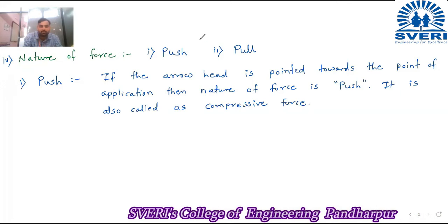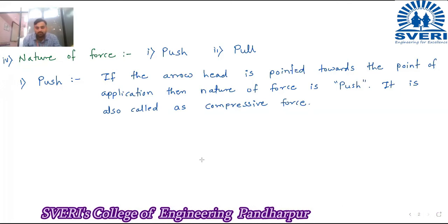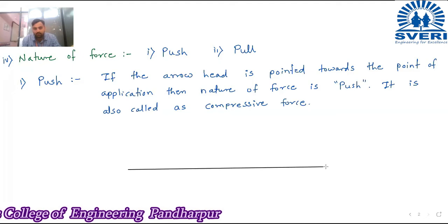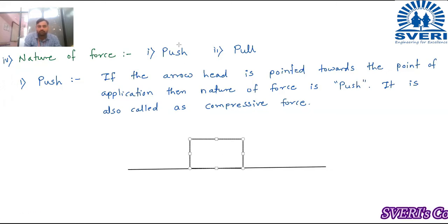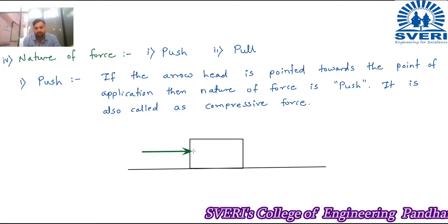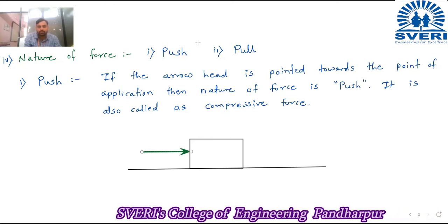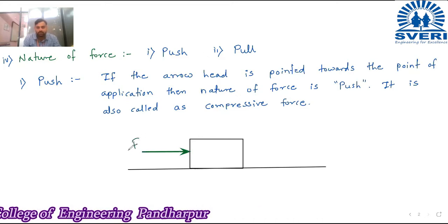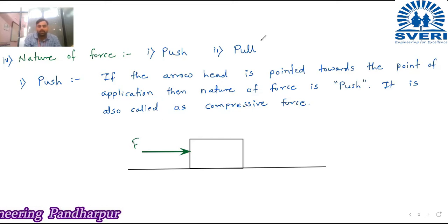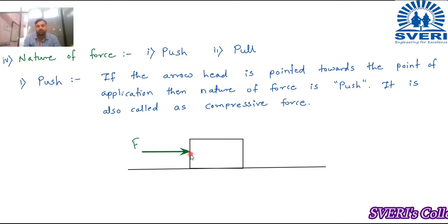So if we draw the diagram of this, diagrammatically we can show it like this. Suppose this is the surface. Now on this surface a body is resting. Suppose this is a body, and now on this body the force is acting, and this force is of nature like this. Let us say that this is force F. Now we can see over here this arrowhead. This is the point of application, so it is acting towards the point of application.